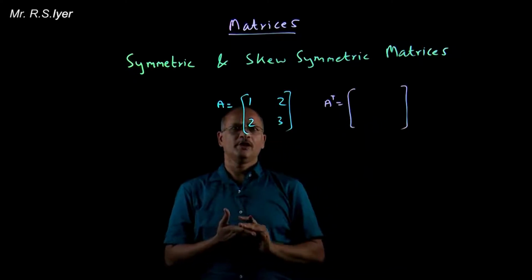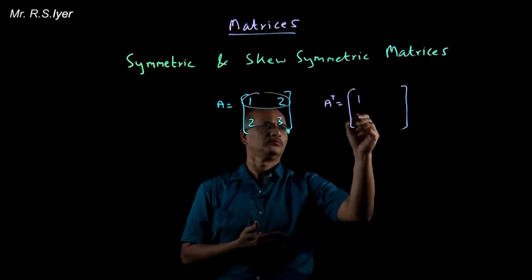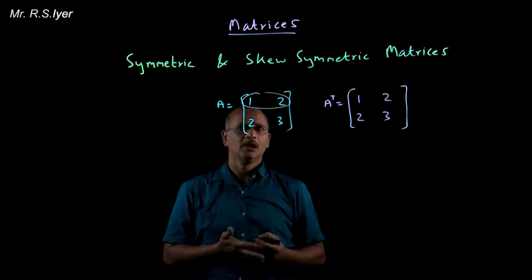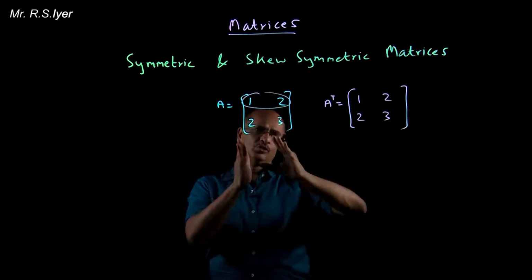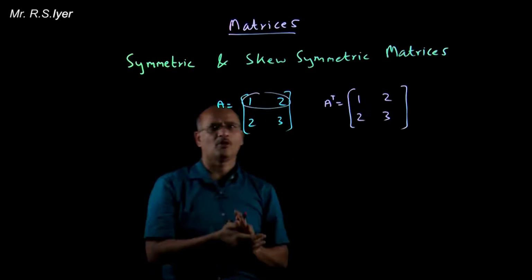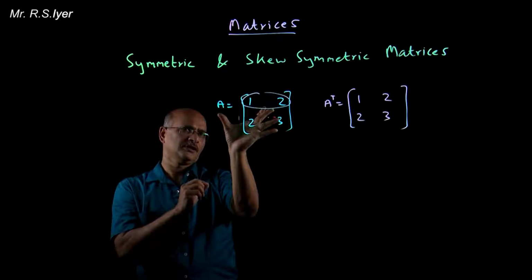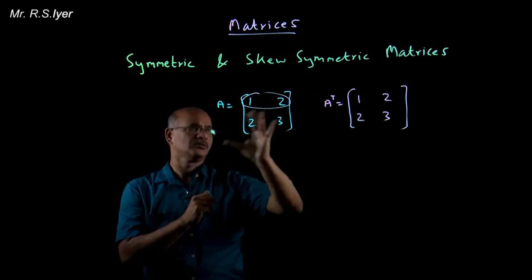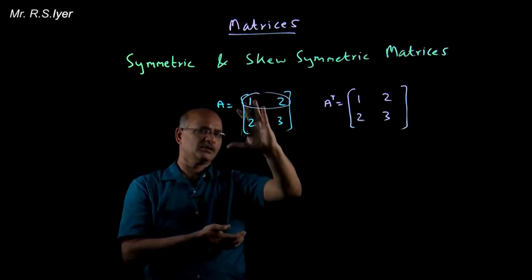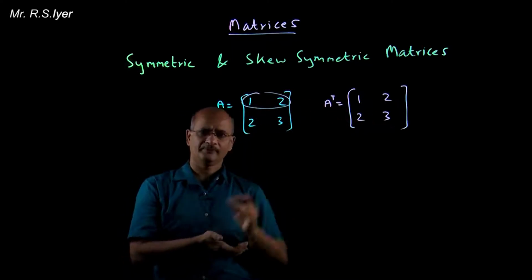So, transpose of A, that means this row will become column. Second row will become second column. Now, I want you to make a comparison between the matrix A and its transpose. Can you have a look at it? What do you see? You see that even though I did the transpose, the matrix remains the same: 1, 2, 2, 3, 1, 2, 2, 3.